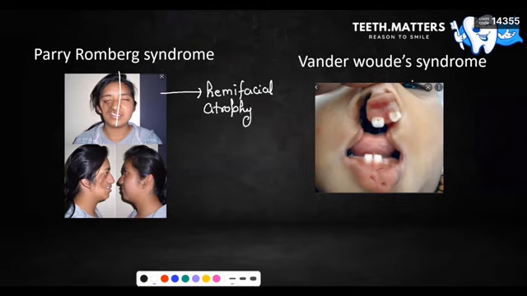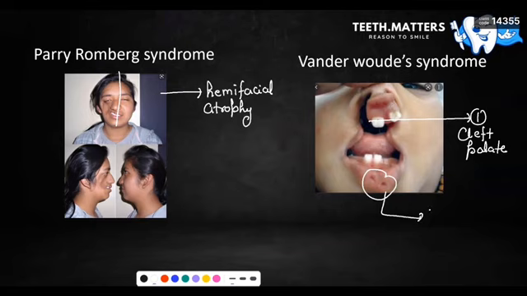Next syndrome is Vanderwoude syndrome. In Vanderwoude syndrome, we see cleft palate, and we also see lower lip pits. Pits are present in the lower lip.